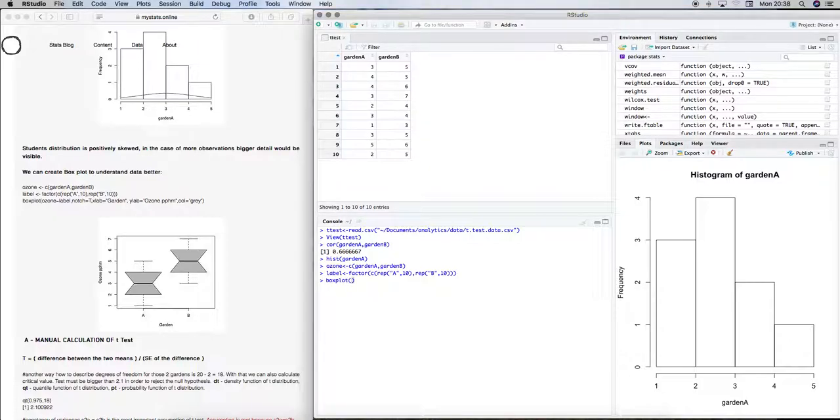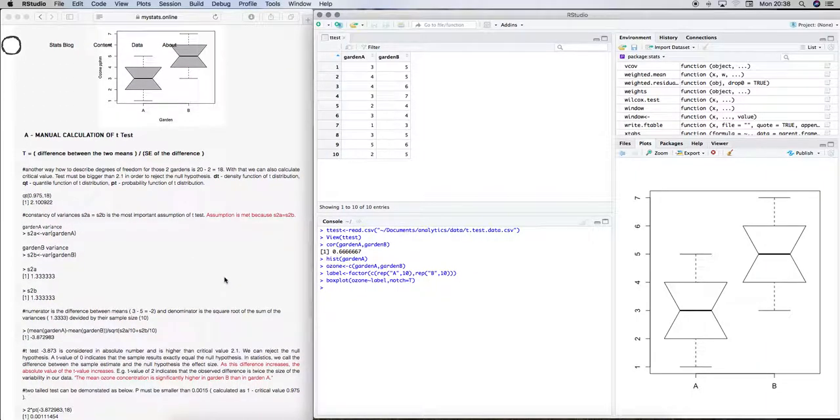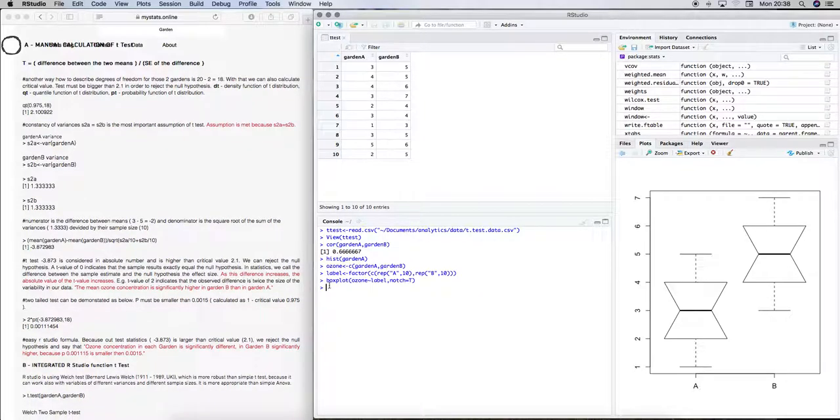Box plot, ozone, label, notch equals true. It should have also some x-axis label, y-axis label, and also some color. Okay, so we can see that the means are really different, that these notches do not overlap and that they are different. But let's confirm that also by the t-test itself.